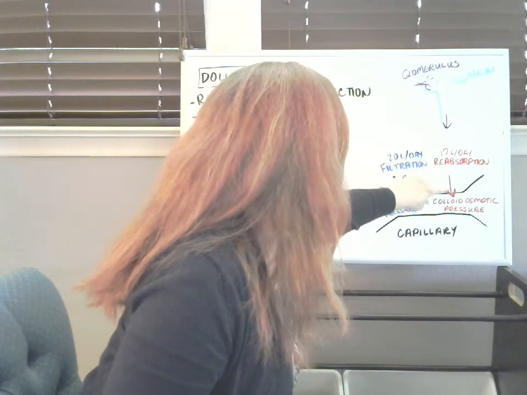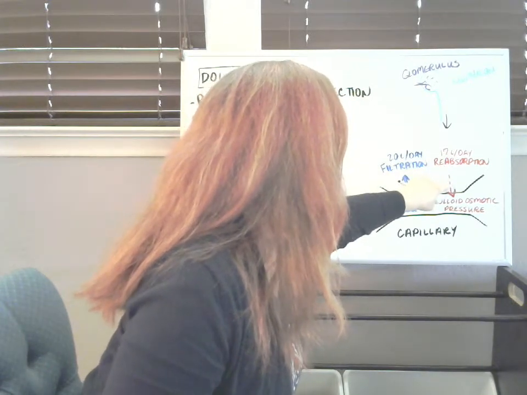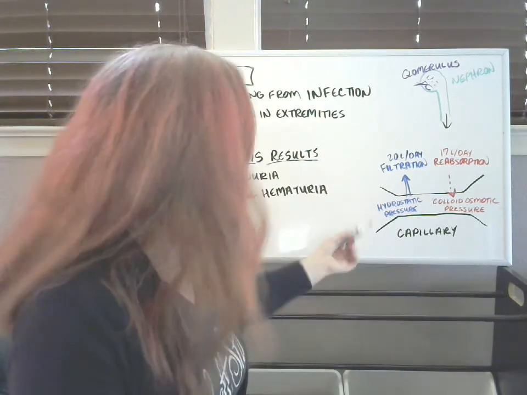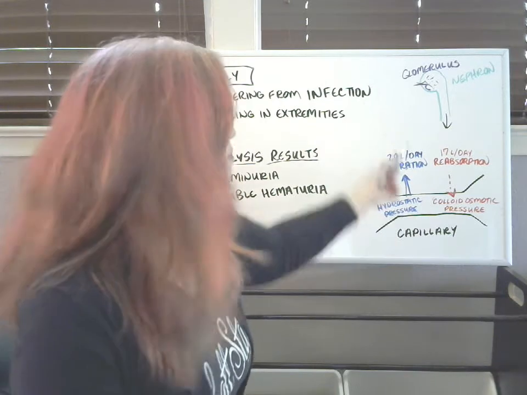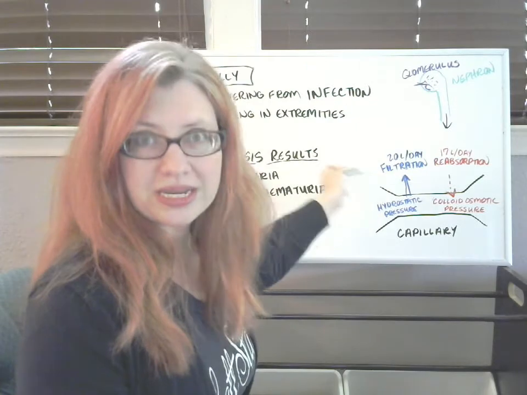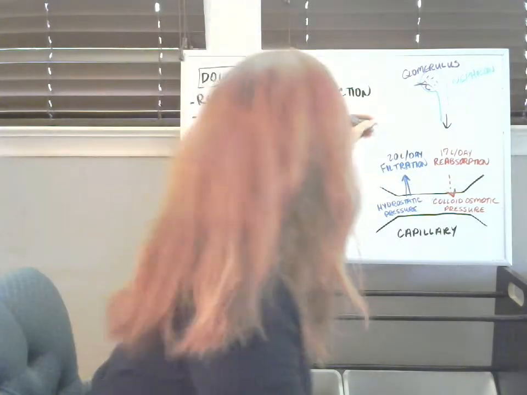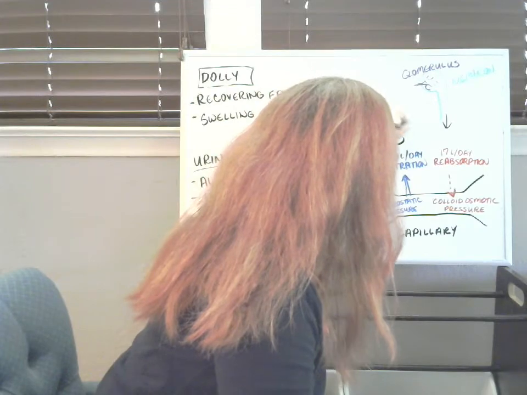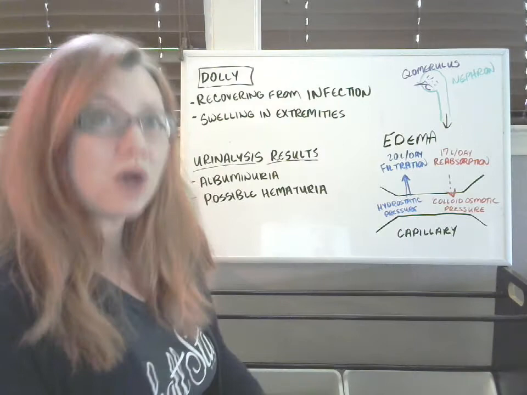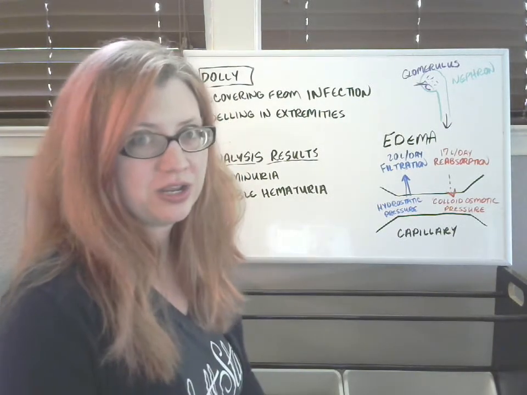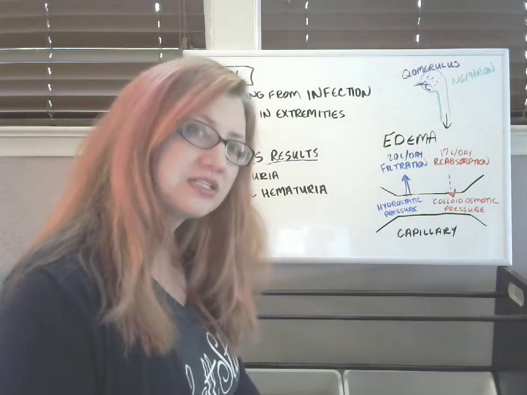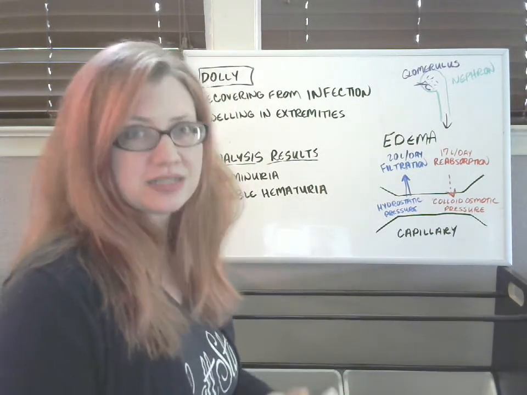That means that she's going to have less reabsorption, right? So instead of the normal 17 liters a day, that's going to go down. So if you're filtering out the same amount, but you're not reabsorbing as much, that fluid is winding up staying in the tissues. And what is our term for that? Edema. So this is why a strep infection could actually affect your kidneys, and then why that effect on the kidneys could actually wind up causing her hands and her feet to swell.